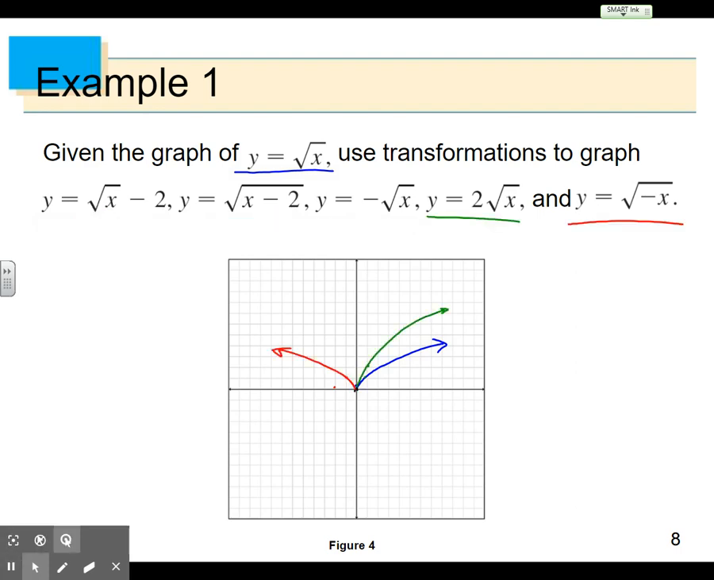And here we go. One quick thing, notice that my green line right here on this 2 square roots of x still is right here, because if I double this distance away from the x-axis, I'm still landing right there. It's being pinned down right here, and then this blue line is just being stretched up to where the green one ends up.